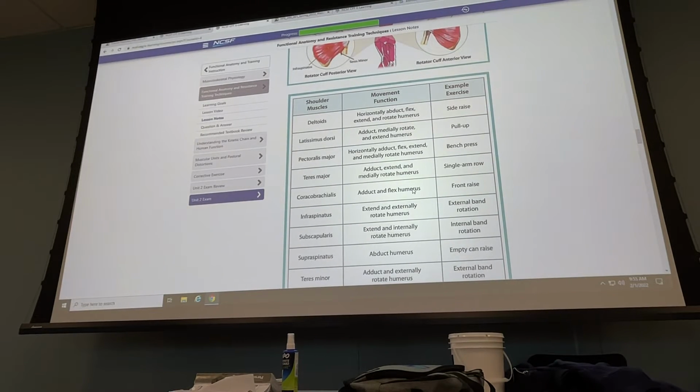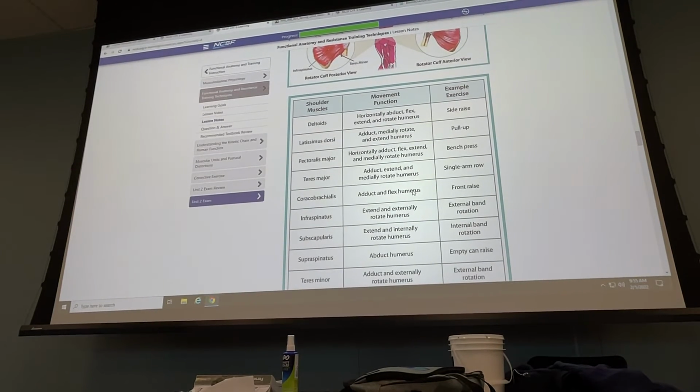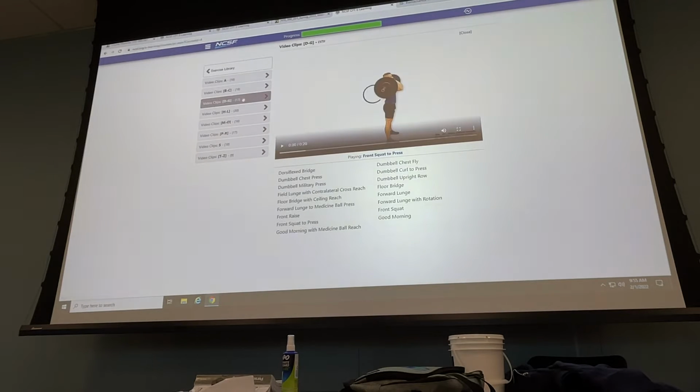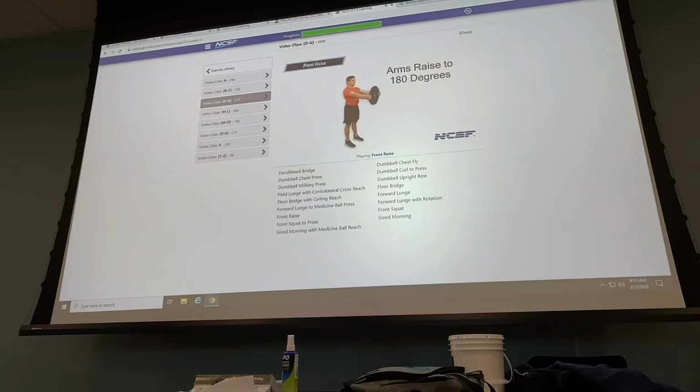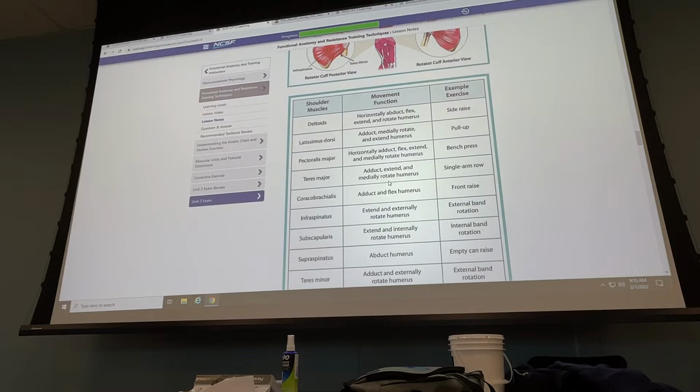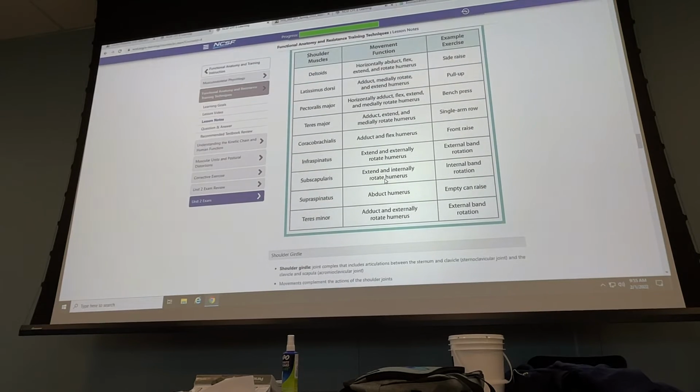Okay, so something like the front raise, which adducts and flexes the humerus. Let's see if they have a front raise example for us. Front raise. They have a front raise. Here we go. Oh, okay, not an upright row. Front raise, straight arm. Okay.